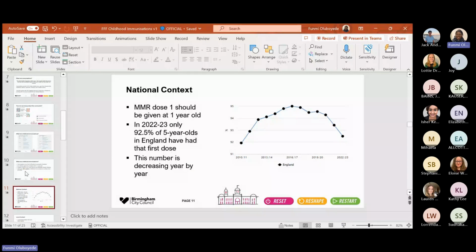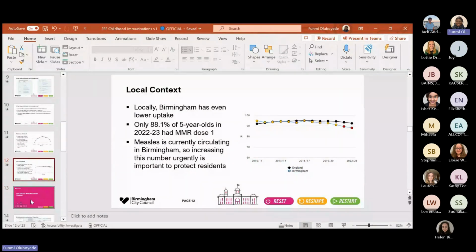The WHO has described this as vaccine fatigue, and they've directly linked it to the COVID pandemic and people being tired of talking about and receiving vaccinations. In the local context, it's a little bit more alarming because Birmingham has a lower uptake than national. Only 88.1% of 5-year-olds in 2022-2023 had an MMR dose 1. And measles is currently circulating in Birmingham, so it becomes an increasingly urgent priority to increase the uptake of vaccinations so that we can protect our children and residents.